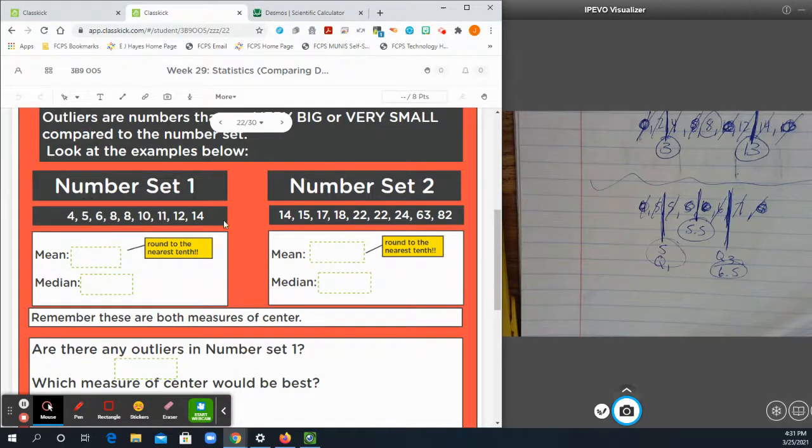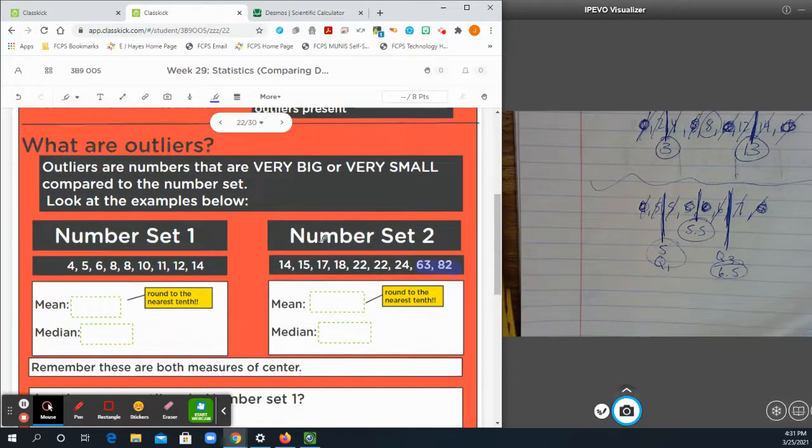Look at number set 1. Do you see any numbers that are extremely big or extremely small compared to the other numbers in the set? Yeah, I don't either. They're all kind of the same. But when you look at number set 2, do you see any numbers that are out of the ordinary? I do. For me, both 63 and 82 stand out. 63 is about 2.5 times bigger than 24. I mean, that's a lot bigger. 82 is more than 3 times bigger. So both of these would probably stand out as being outliers.